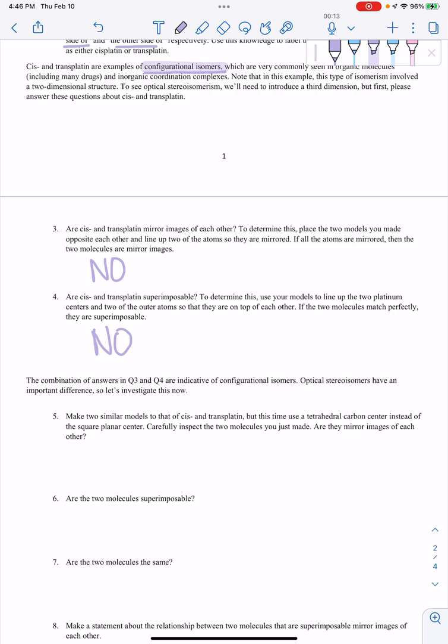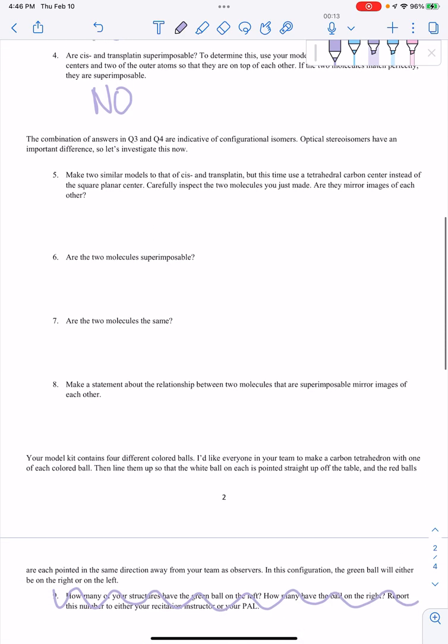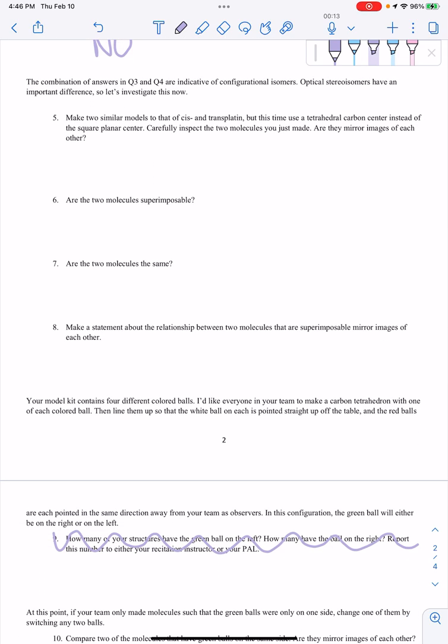So that's it for the square planar models. Now we're going to get a little bit more complicated in question number 5, and we're going to draw them as tetrahedral models. And so to do this, we're going to take that central molecule, and it says use a tetrahedral carbon center, and I'm just going to fill that in as a purple sphere for simplicity. And I'm going to start to draw in some bonds.